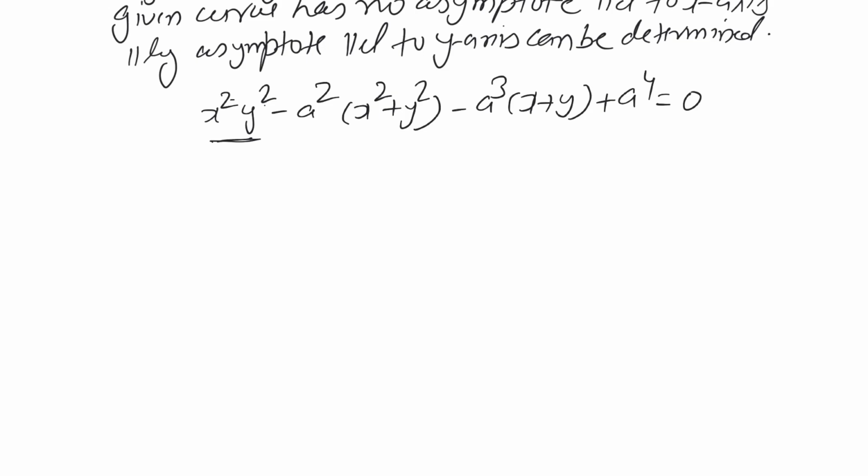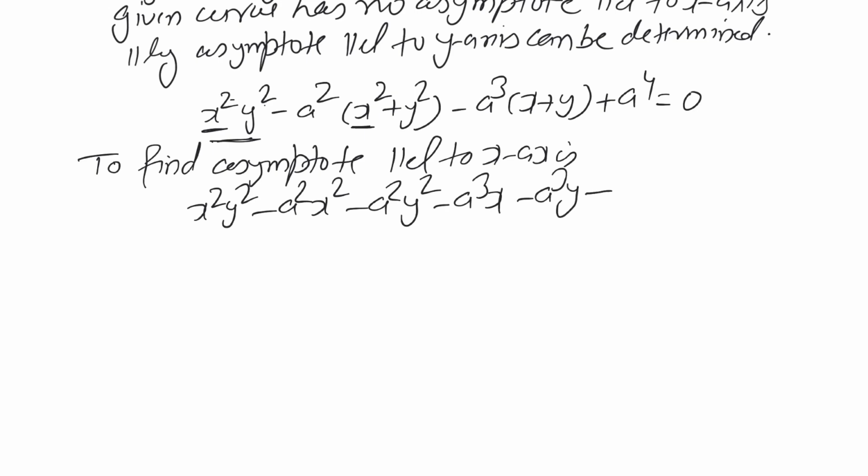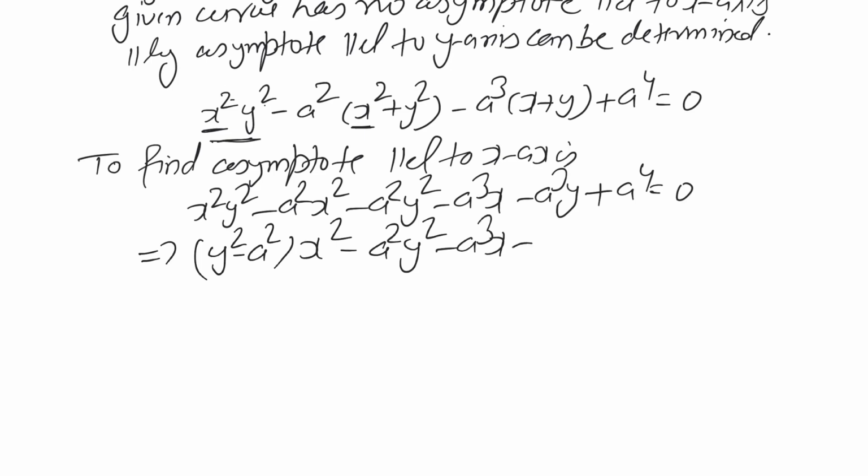Now highest degree in x is x square. So in this equation, firstly we find asymptote parallel to x-axis. The above equation can be written as x square y square minus a square x square minus a square y square minus a cube x minus a cube y plus a4 is equal to 0. This implies x square into (y square minus a square) minus a square y square minus a cube x minus a cube y plus a4 is equal to 0.